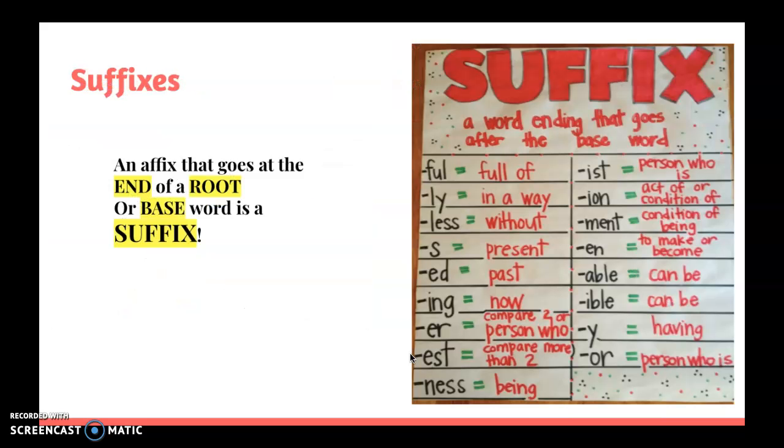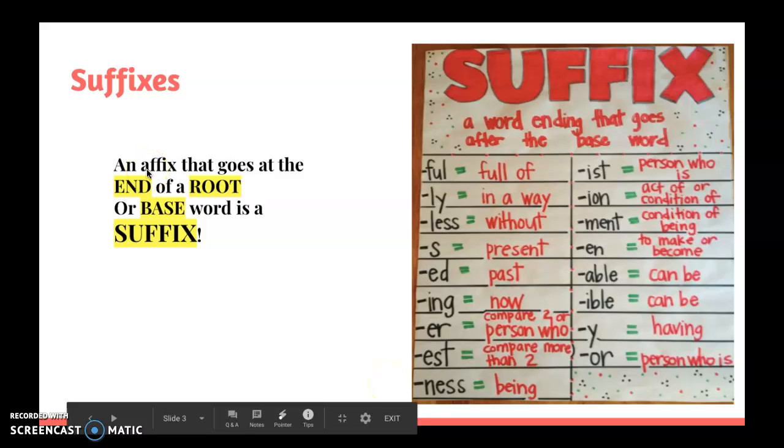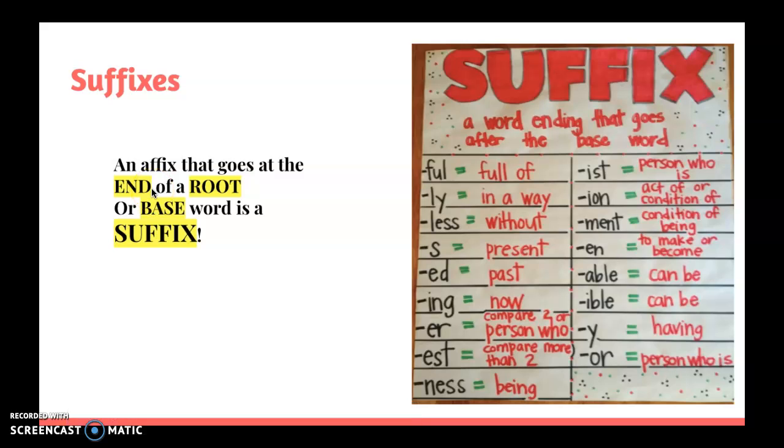And next we have suffixes. We're also going to be talking about suffixes this week. Last week we talked about prefixes, and this week we're going to be talking about suffixes. It's a word ending that goes after the base word. So, for example, an affix itself, because we talked about prefixes last week and suffixes this week, both of those are an affix. And a suffix goes at the end of a root or base word, and it's called a suffix.